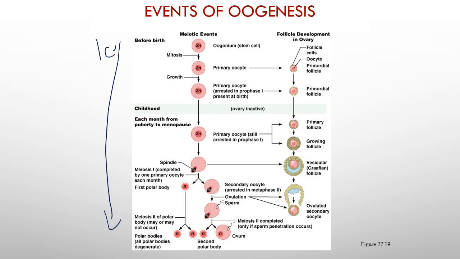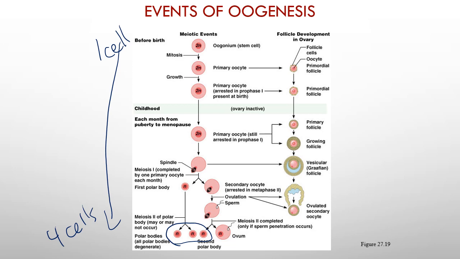So one cell is what we start out with, and then we end up with 4 cells. The thing here, though, is that when we look at it, 3 of those cells are non-functional. These are all polar bodies. And so the polar bodies themselves are a non-functional cell.